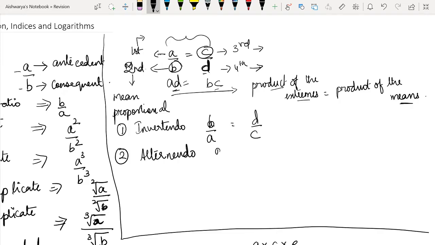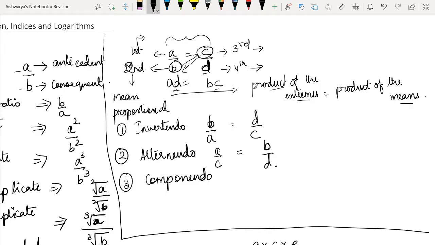Alternando will be nothing but A by C is equal to B by D. What I have done here, look at this term A, B, C, D. This A, C I brought it down and B I took it up. So alternate terms I have changed. Okay, alternando.